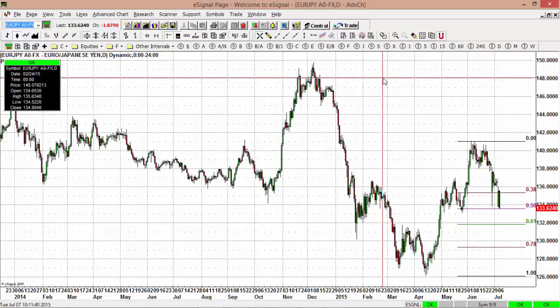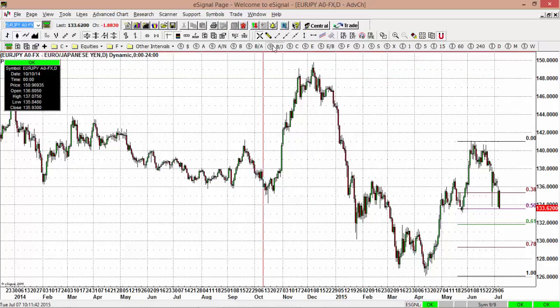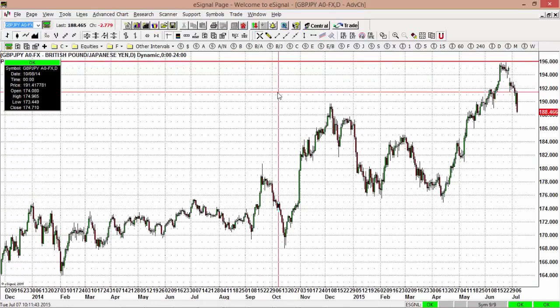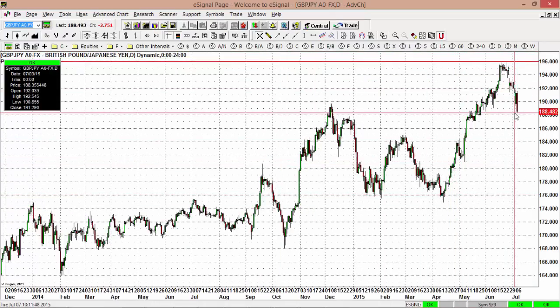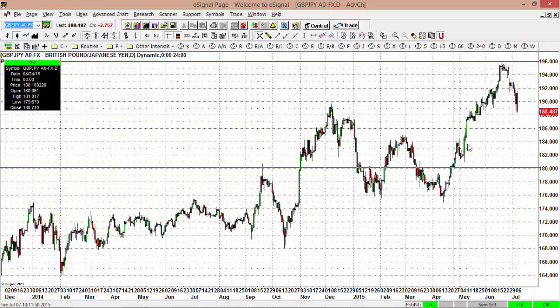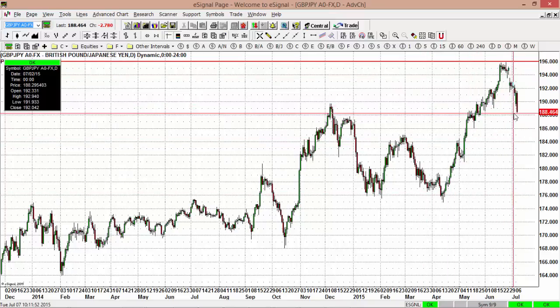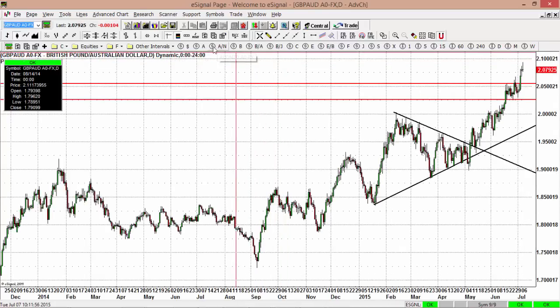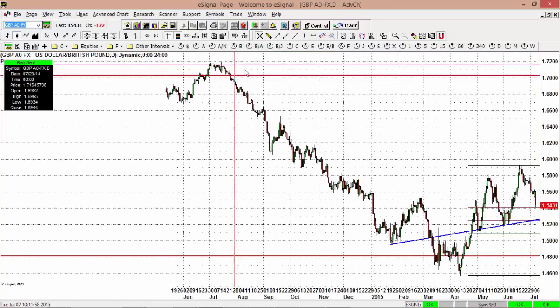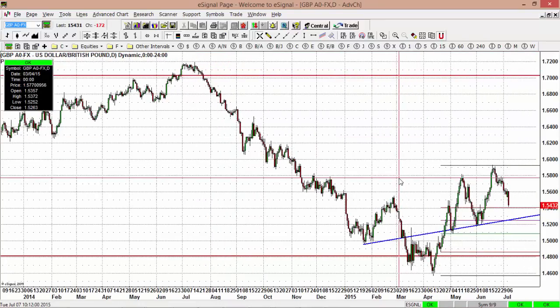And as I said before, just like with the British pound Japanese yen trade, we took this trade, we were in, the market pulled back, we were out. So we booked a pretty good profit from this trade. Same thing with the British pound Australian dollar. Same thing with the British pound here. Market pullback, we took some profits.